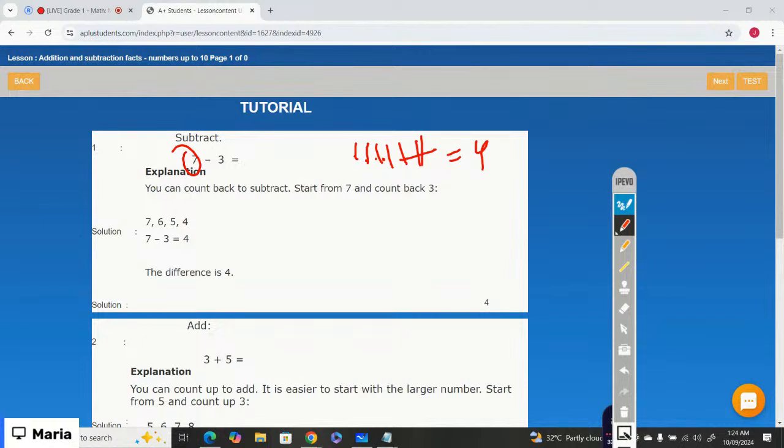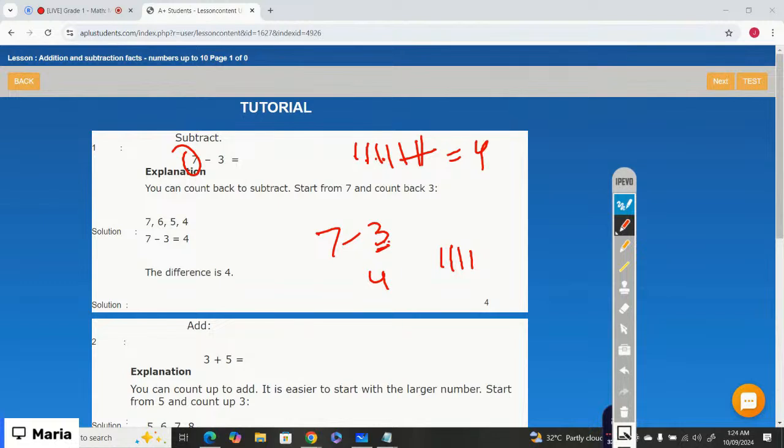The next one is you can count from 3 until 7. The smaller number is 3. So from 3 until 7, make lines: 3, 4, 5, 6, 7. So just count the lines, you have 4, right?